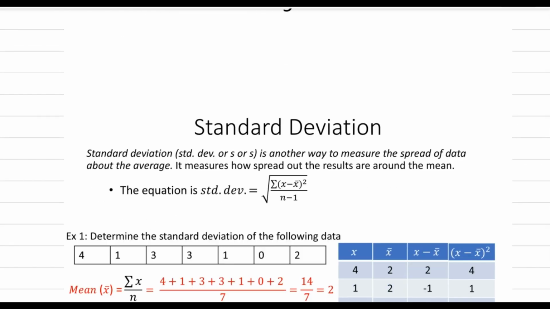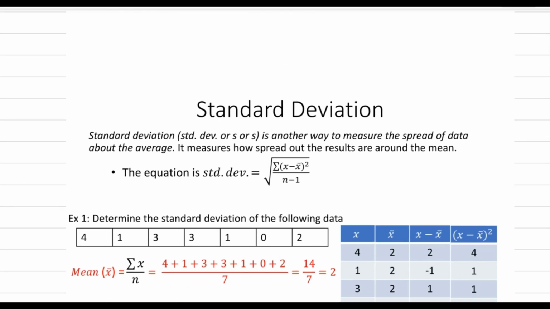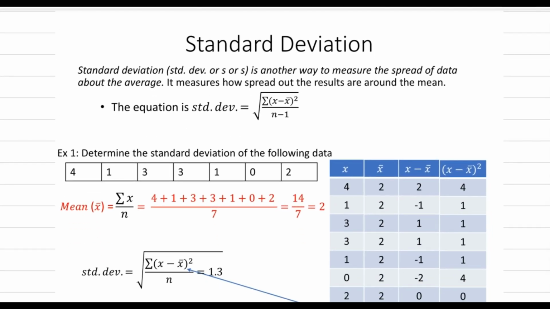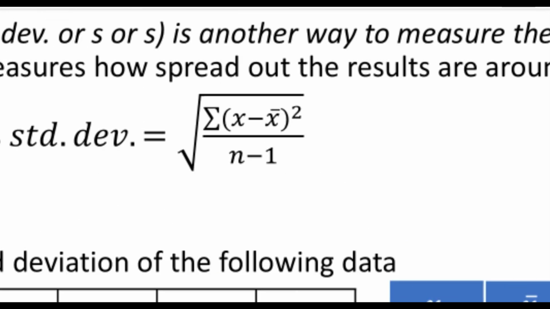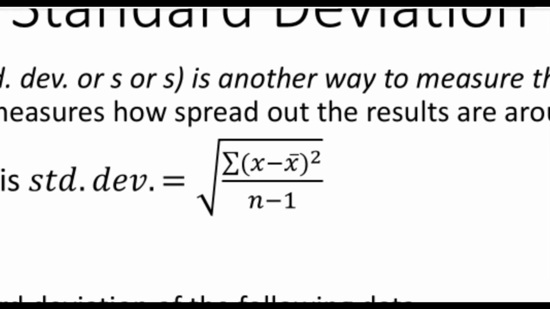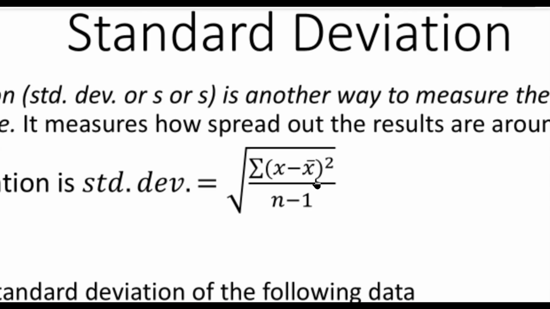Another way to calculate the scattered data, or the spread of data about the average, is the standard deviation. A standard deviation uses this equation here. I'm going to explain how to calculate the standard deviation, using the data from before. X reflects the data, take away X bar, which, as you remember, is the mean, summation of this, divided by n take away 1, under the square root, gives you the standard deviation.